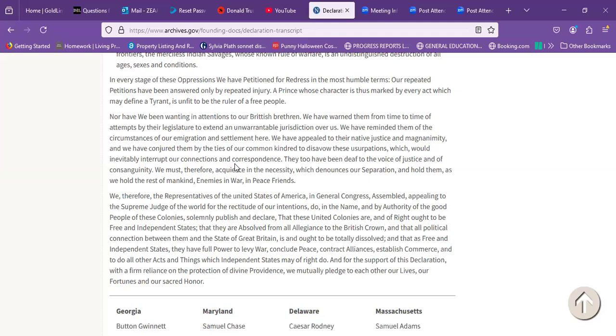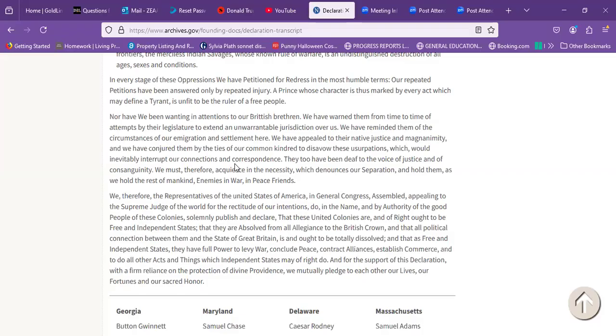Right. So Jefferson is saying at every stage of these oppressions, we have petitioned for redress in the most humble terms. Our repeated petitions have been answered only by repeated injury. A prince whose character is thus marked by every act which may define a tyrant is unfit to be the ruler of a free people. Right? If it walks like a tyrant, talks like a tyrant, quacks like a tyrant, he must be a tyrant. It's basically Jefferson's argument.